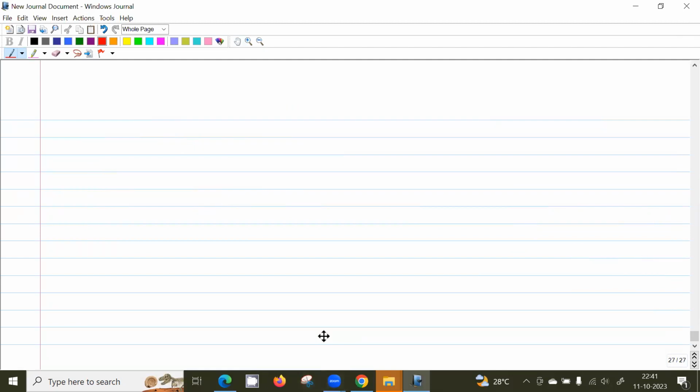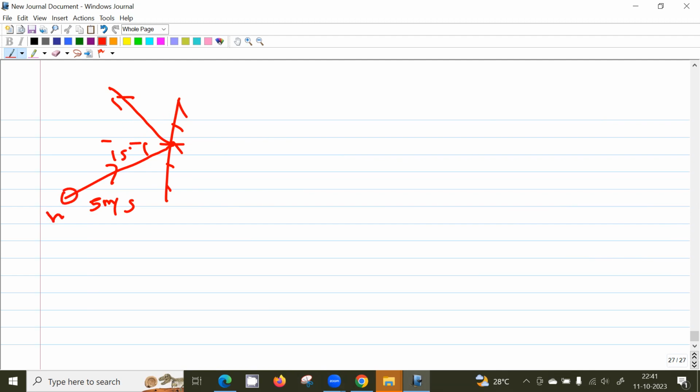Now if we do something like this: there is a wall here, and there is some mass coming and hitting it at an angle. After colliding with the wall, it will go like this, and the velocity is given, say 5 meters per second, and the angle is say 15 degrees. I can find the impulse on this mass. Suppose this is a ball or some mass. The impulse on the mass, by definition, is the change in momentum.